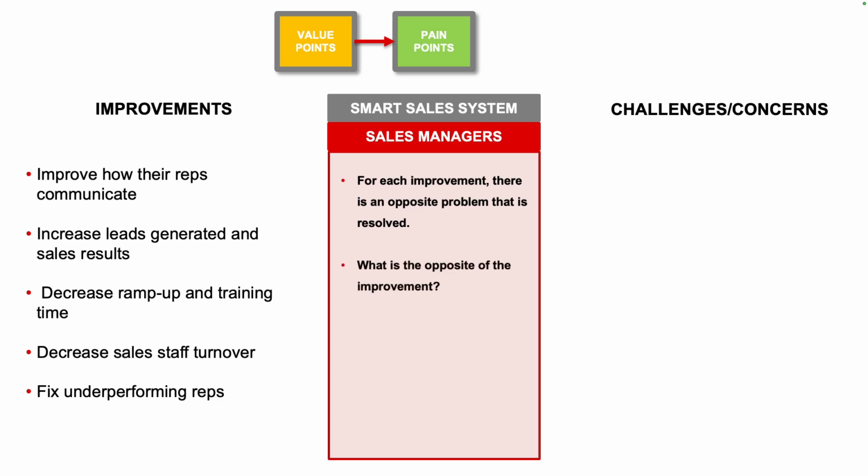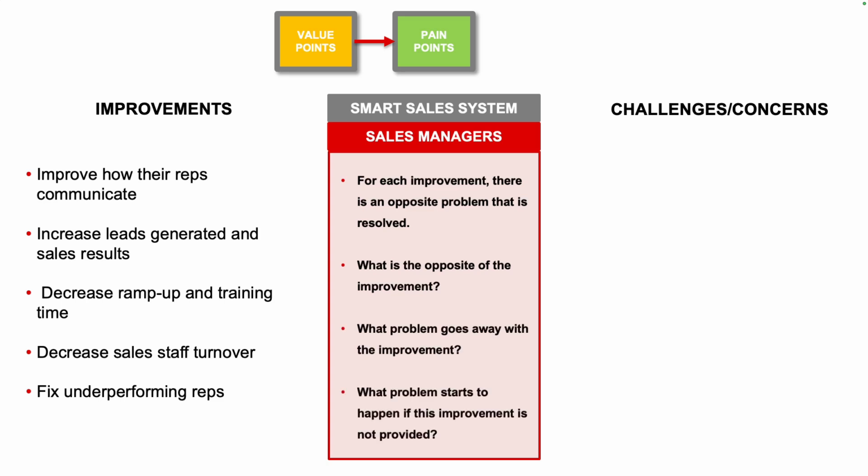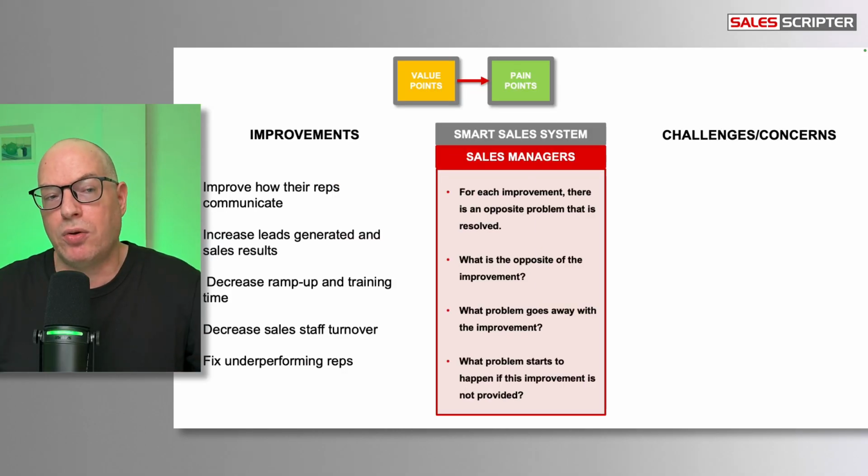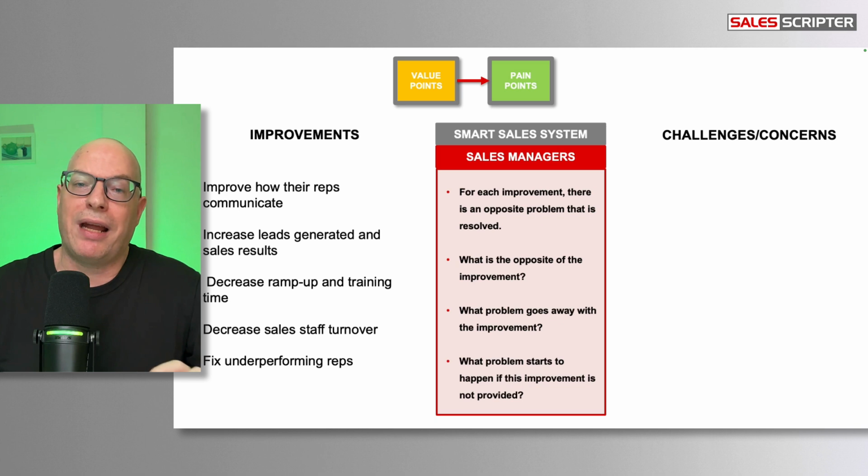And so what we can do is look at each improvement and say, well, what's the opposite of that? Or what problem goes away when I'm able to deliver that improvement? Or what problem starts to occur if the customer isn't using my product or service? What starts to happen if they don't buy from me? What we can do is basically use our list of improvements to create an opposite list of problems.